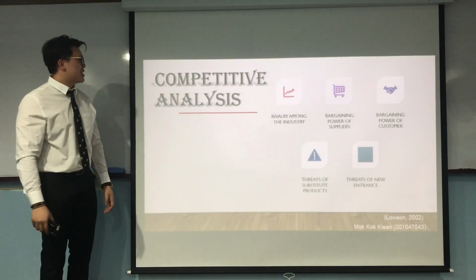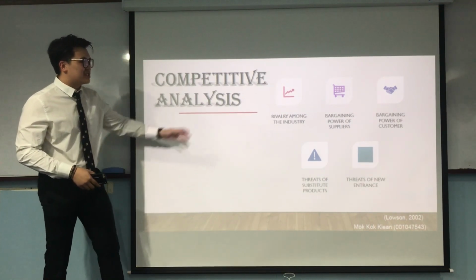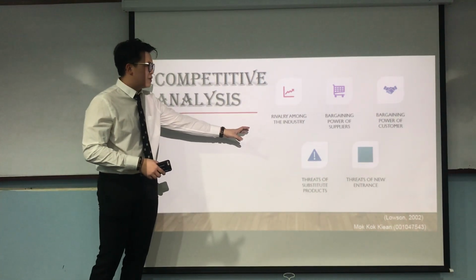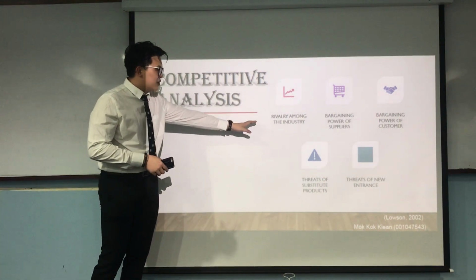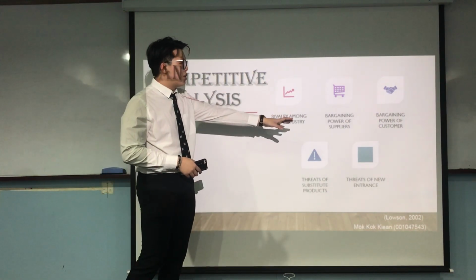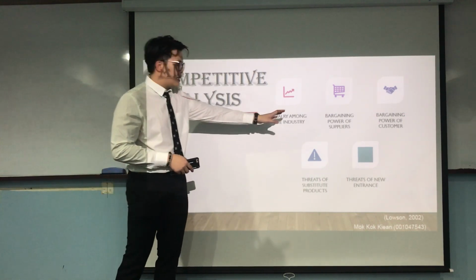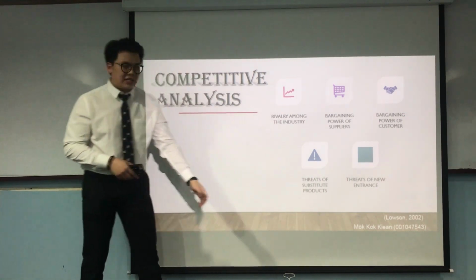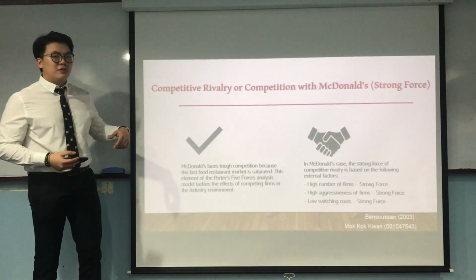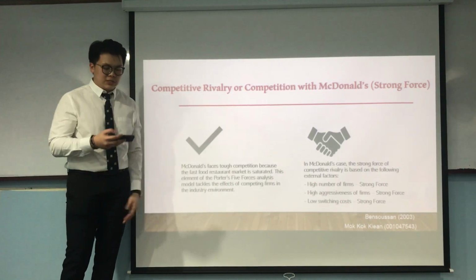Okay. So I would like to discuss the competitive analysis, which is the 5 forces analysis, which is the rivalry among the industry, bargaining power of suppliers, bargaining power of customers, threats of substitute products, and threats of new entrants. Next slide. So first of all, competitive rivalry or competitive with McDonald's is the strong force.